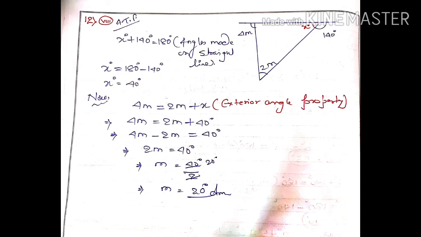Okay, clear? All the rest of the questions you will try by yourself. I hope all of you have understood this. Remember, we are dealing with only two properties: the angle sum property and the exterior angle property. Okay, thank you.